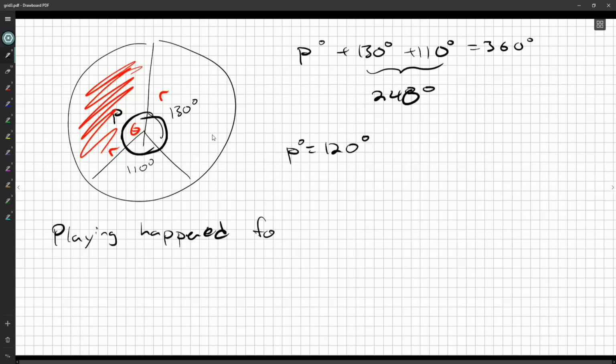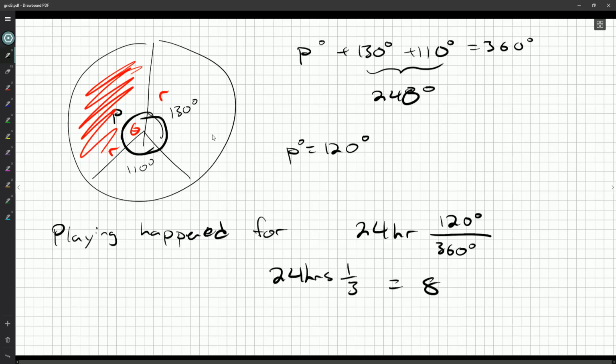was, well, it was 24 hours, and the 24 hours represents the total 360 degrees of the circle. We just want to know about 120 degrees of the circle. Okay, 120 over 360, that's 1/3. So 24 hours times 1/3. The playing occurred for 8 hours.